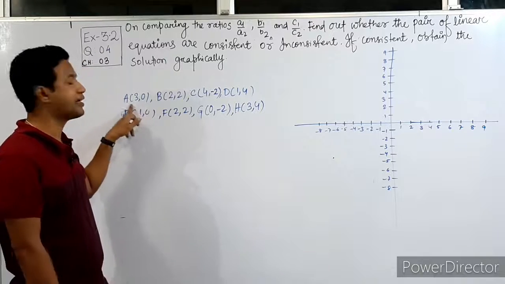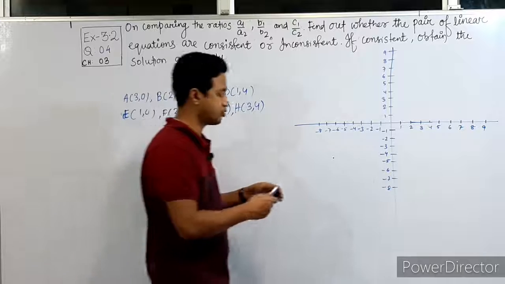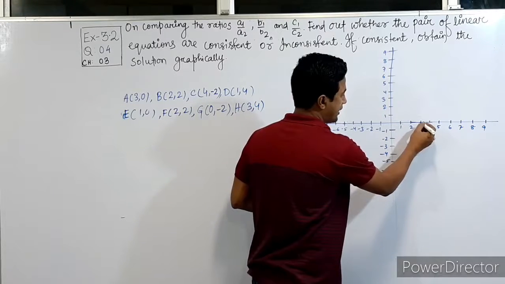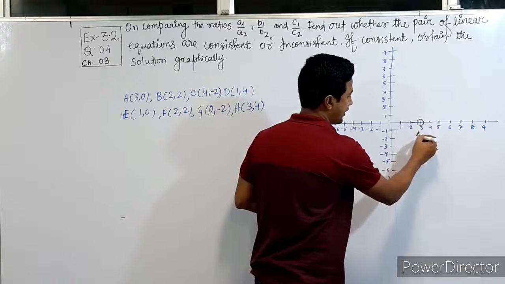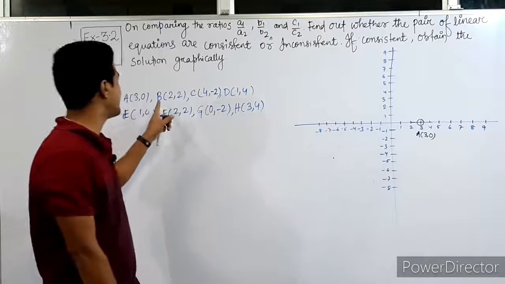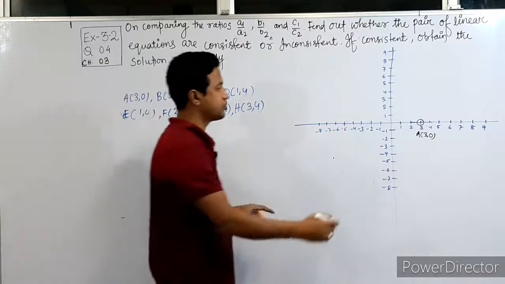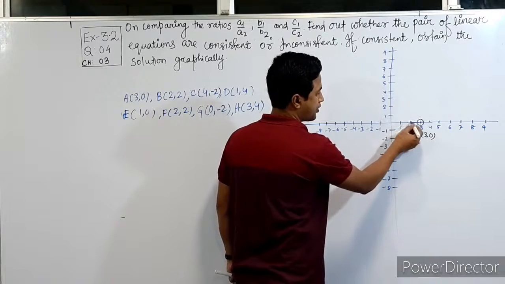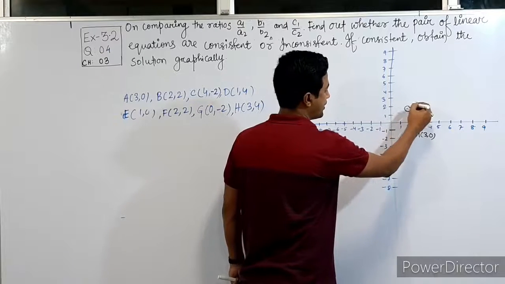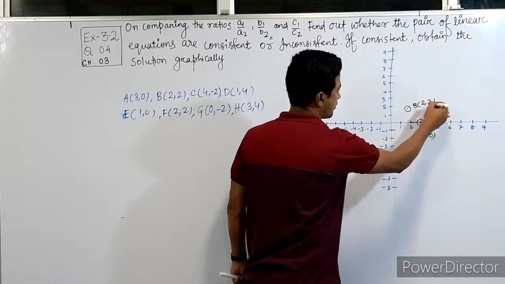Let's go for the first one. Point A is equal to (3, 0). So let's start with it. We go on to 3 and 0. This is the first point, point A (3, 0). Now the next point, that is B (2, 2). From here 2, again go up to 2. This is point B (2, 2).